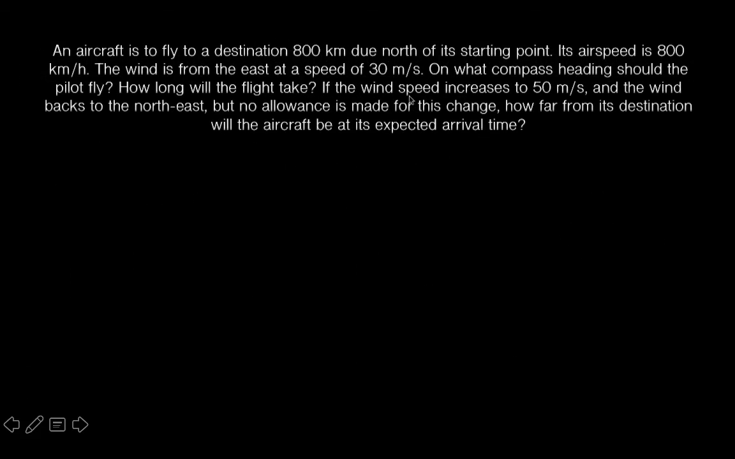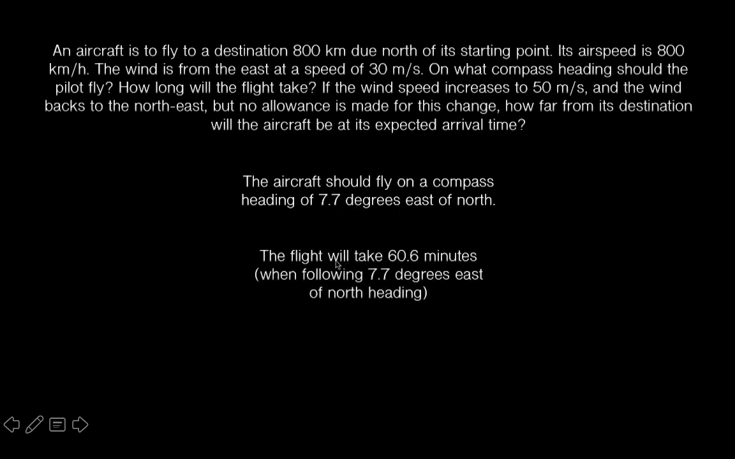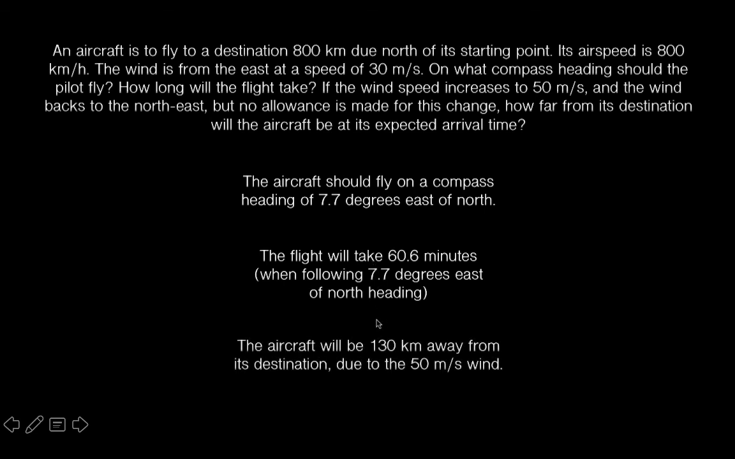Now, stating the whole question all over again, the aircraft should fly on a compass heading of 7.7 degrees east of north, to answer the first part. The flight will take 60.6 minutes when following the 7.7 degrees east of north heading, to answer the second part. And to answer the final part, the aircraft will be 130 kilometers away from its destination due to the 50 meters per second wind. And there you go, we've answered all parts of this question. Good job.